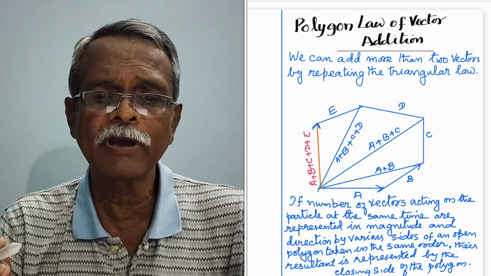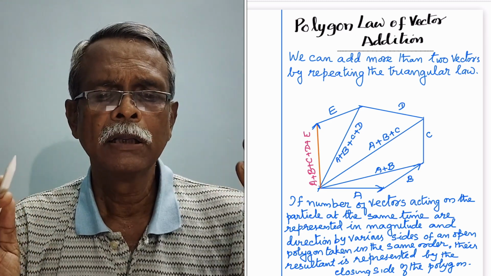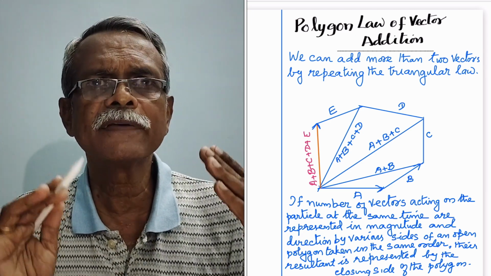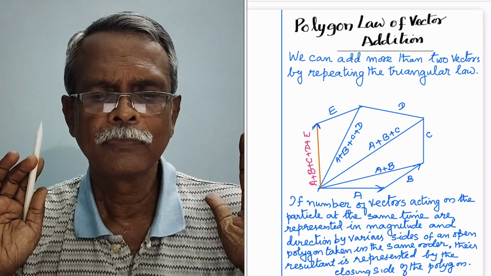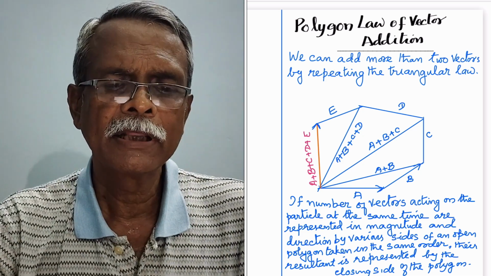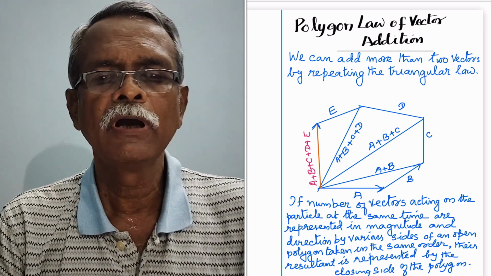So, if a number of vectors acting on a particle at the same time are represented in magnitude and direction by various sides of an open polygon taken in order, then the resultant is represented by the closing side of the polygon. That is called the polygon law of vector addition.